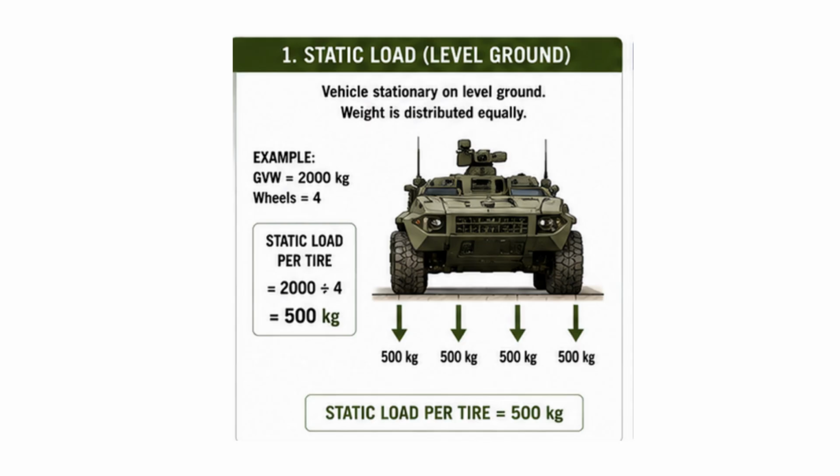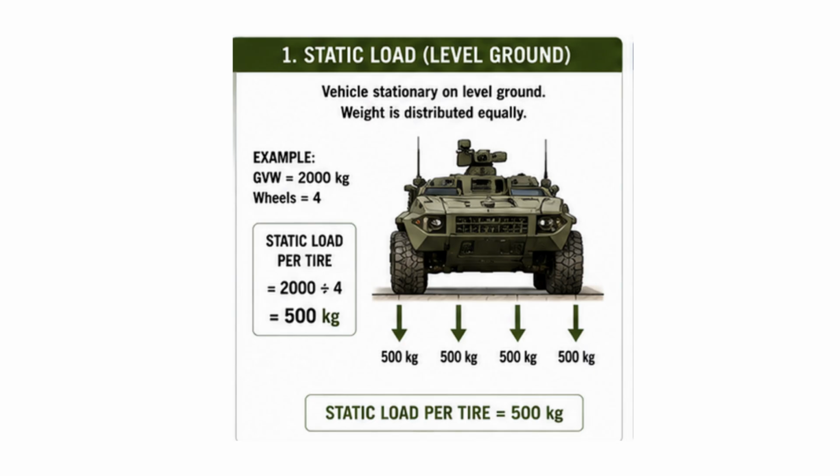Static load is the weight supported by each tyre when the vehicle is stationary on level ground. In the example shown, the vehicle has a gross vehicle weight of 2,000 kilograms and uses 4 tyres. We are assuming that the centre of gravity, or CG, is located at the centre of the vehicle. Under this condition, the total weight is distributed equally across all 4 tyres.